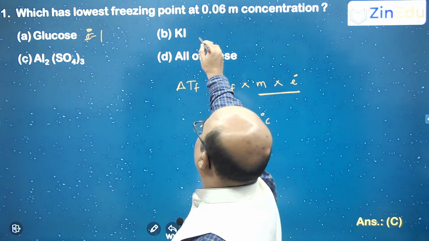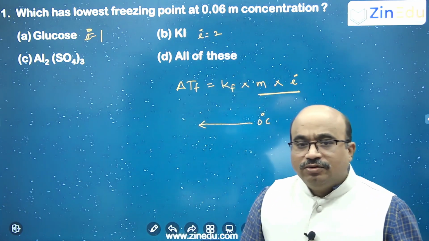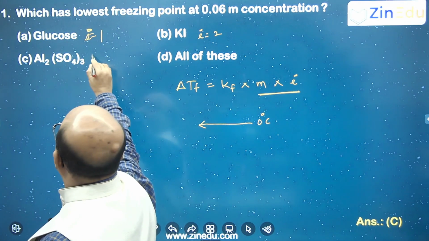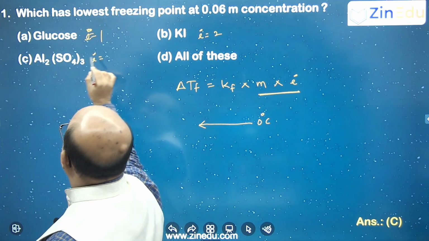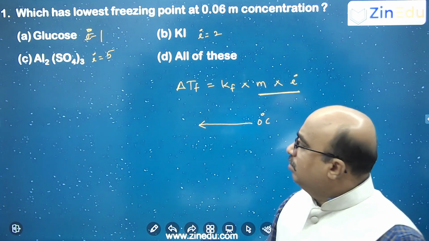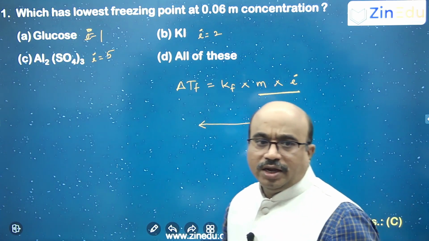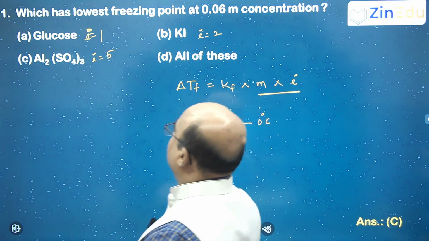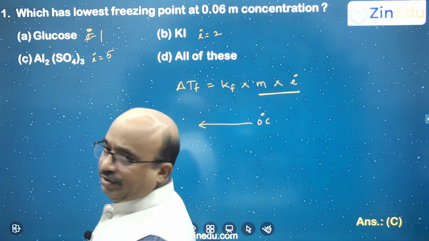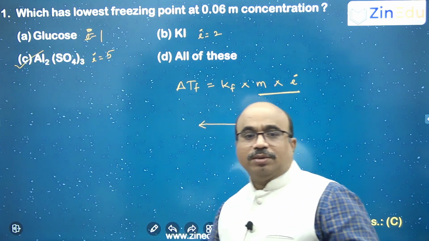So for KI the i value is 2. Assuming, when alpha is not given, we assume that alpha is equal to 1. And for aluminum sulfate i is equal to 2 plus 3, 5. Because all are having the similar concentration, that is glucose, KI and aluminum sulfate, it is 0.06 into i effectively. If the i value is more, then the effective concentration will be more. That is aluminum sulfate.